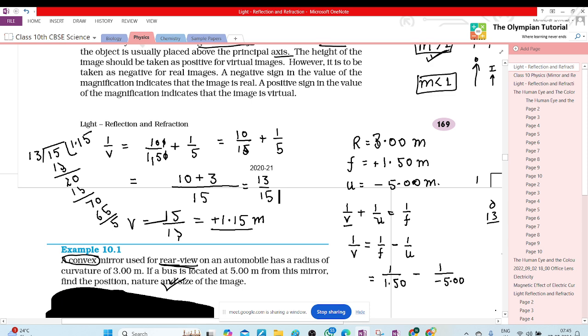This distance is positive. So the image is formed at the back of the mirror, as in the convex mirror the image is always formed behind the mirror. Sorry, ma'am, I was on mute. I said that it would be virtual and erect as it's from behind the mirror. In case of convex mirror, always remember that the image is formed behind the mirror.